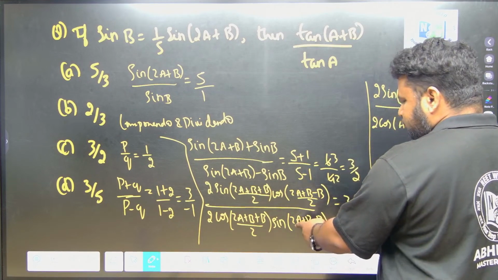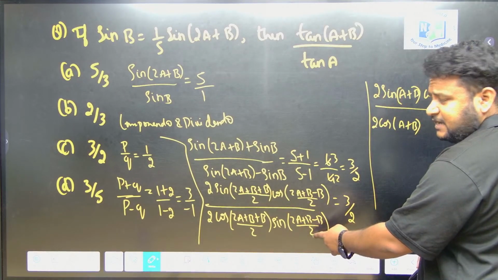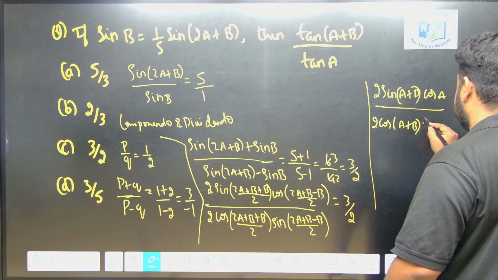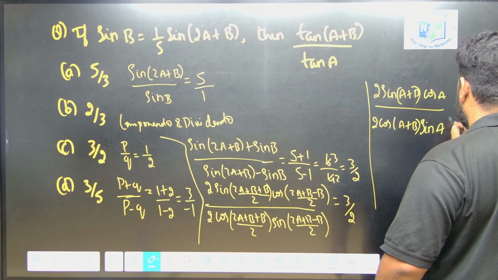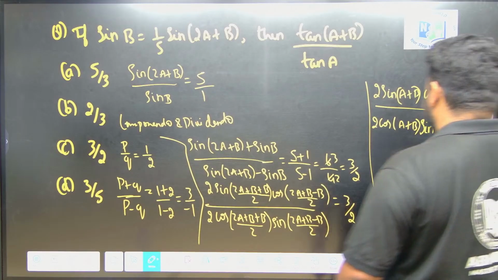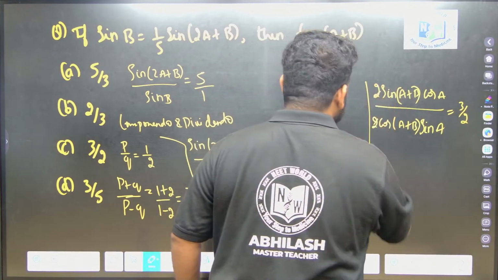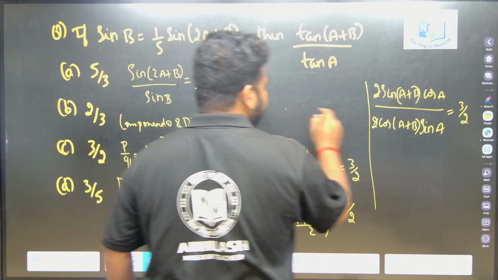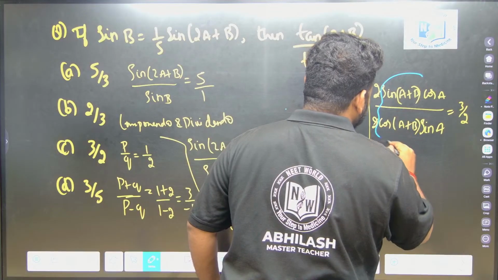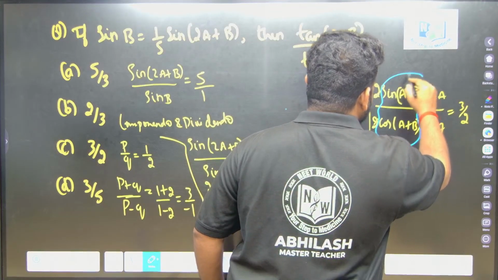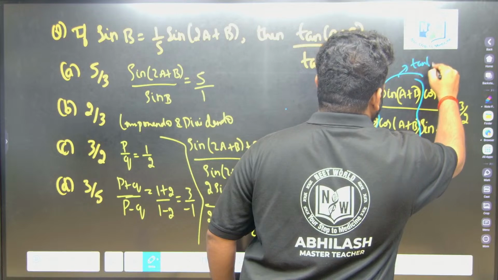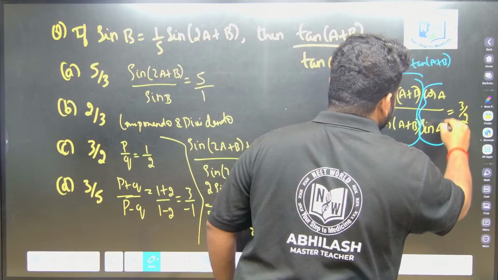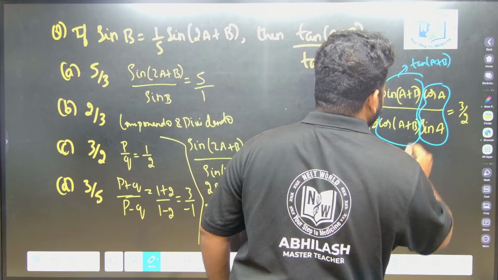Similarly, in the denominator, 2a plus b minus b cancels, I will have 2a by 2, the 2 cancels, I will have sin a. This is equal to 3 by 2. Now, this 2 also cancels. They are asking tan of (a plus b) by tan a. Now, sin of (a plus b) by cos of (a plus b) is nothing but tan of (a plus b). Similarly, cos of (a plus b) by sin of (a plus b) is nothing but cot of (a plus b).